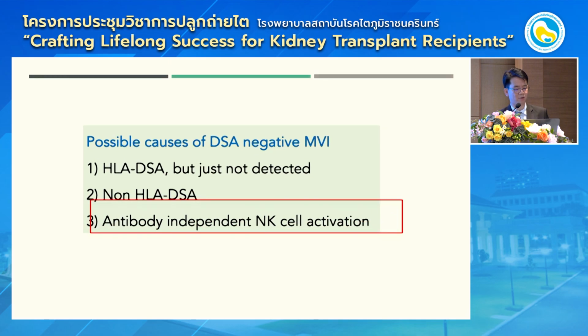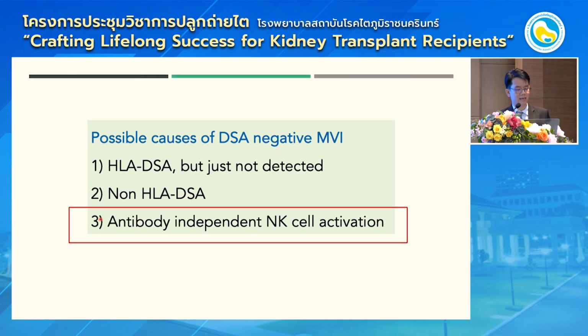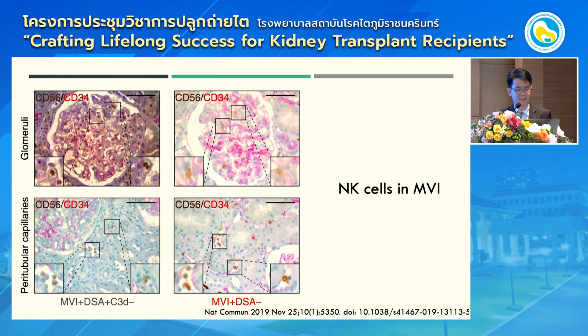And I will not touch on non-HLA DSA today. Another thing is the new territory and new knowledge that we have to study right now. We learn about T cells, we learn about B cells in transplantation, but right now we have to know about NK cells as well. So another reason for MVI without DSA right now is NK cell activation.